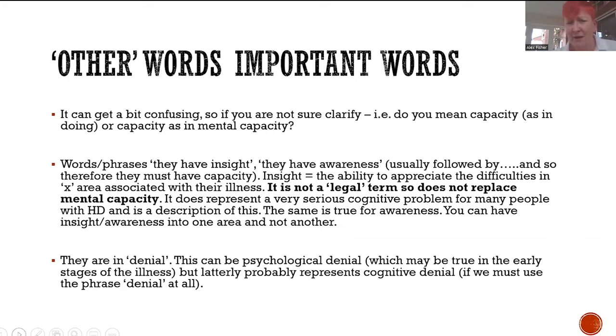And then lastly, a very common phrase that's often used is that the person is in denial. Now, this can be psychological denial, which can be true in the early stages of the illness, but latterly, certainly in the mid to maybe late stages of the illness, it probably represents cognitive denial. In other words, it's due to the organic influence of the illness. Indeed, even if we must use the phrase denial at all.